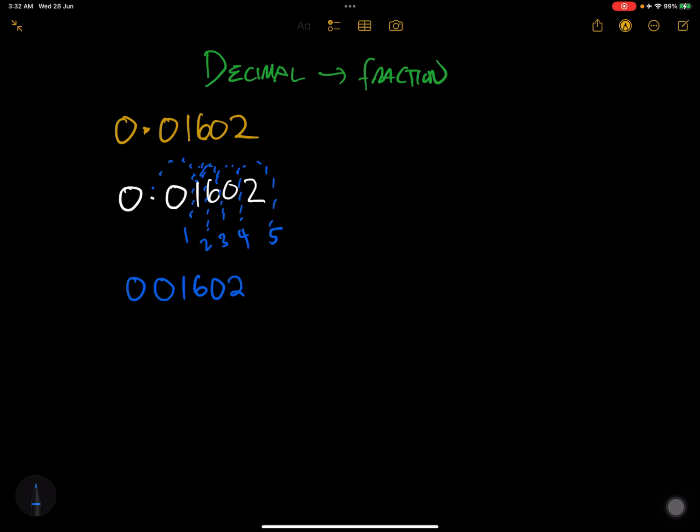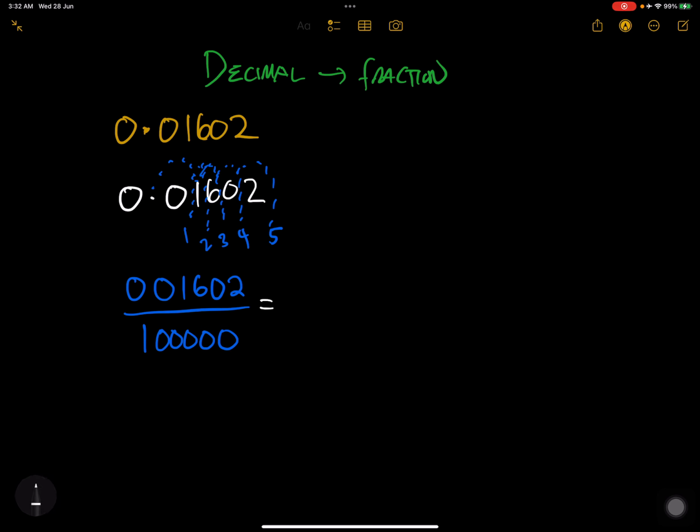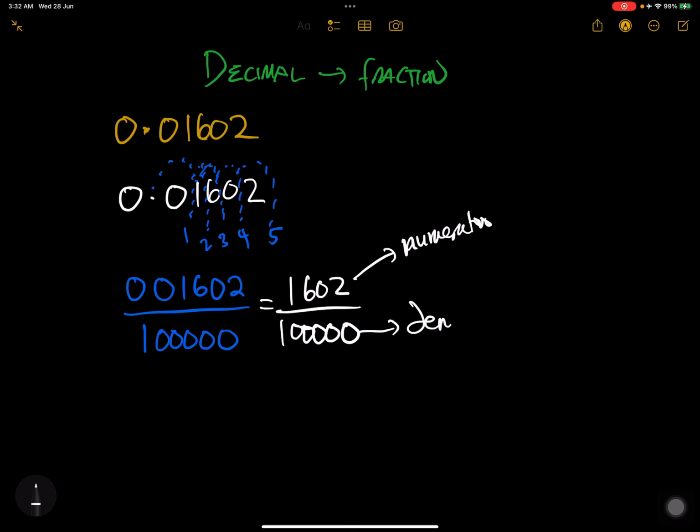Because we've done it 5 times, we divide by 5 zeros. We write 1, and then we add 5 zeros. 1, 2, 3, 4, 5. And then we've successfully converted the decimal into a fraction, because now we are going to ignore the first 2 zeros. We're going to have 1602 divided by 1 and 5 zeros. So this is the numerator, and this is our denominator, meaning that we've been able to convert this decimal into a fraction.